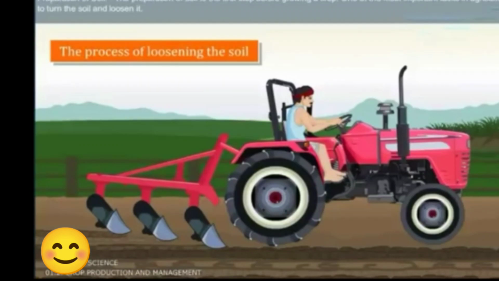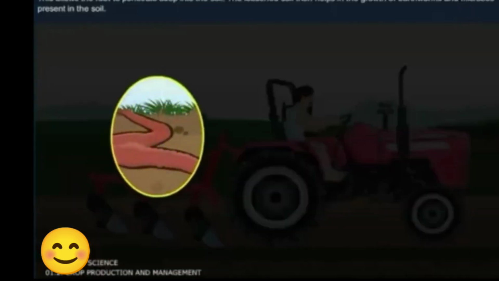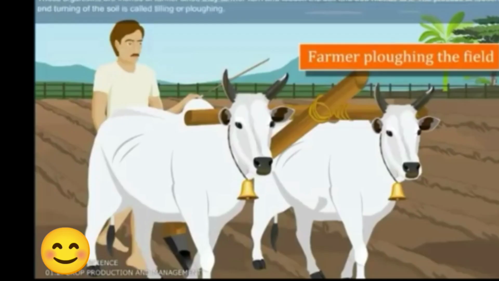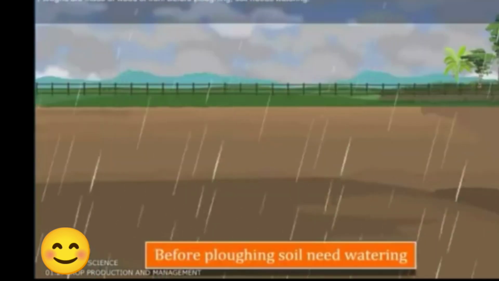Preparation of soil. The preparation of soil is the first step before growing a crop. One of the most important tasks in agriculture is to turn the soil and loosen it. This allows the root to penetrate deep into the soil. The loosened soil helps in the growth of earthworms and microbes present in the soil. These organisms are friends of farmers, since they further turn and loosen the soil and add humus to it. The process of loosening and turning of the soil is called tilling or ploughing.